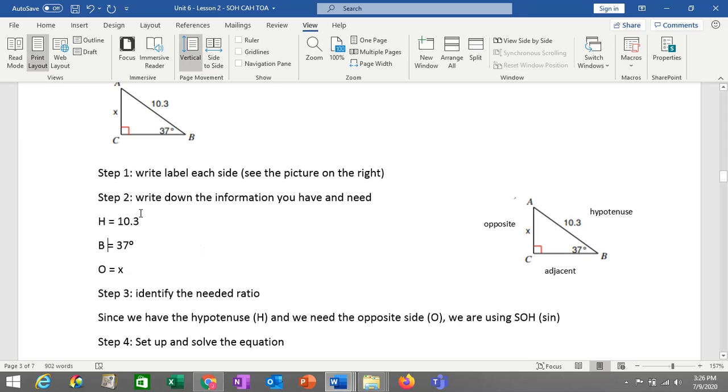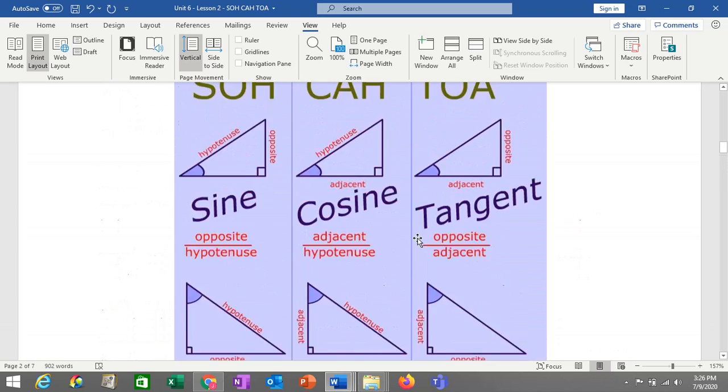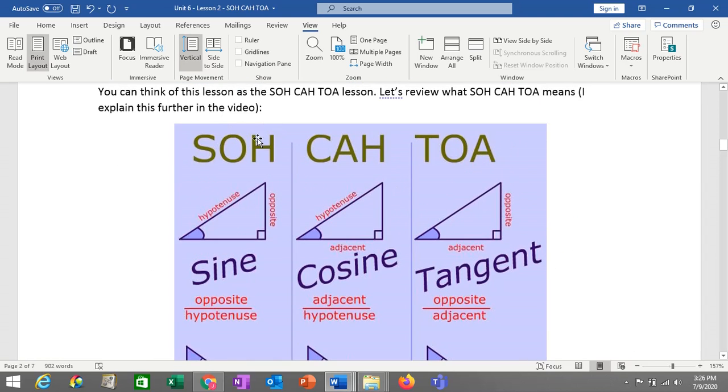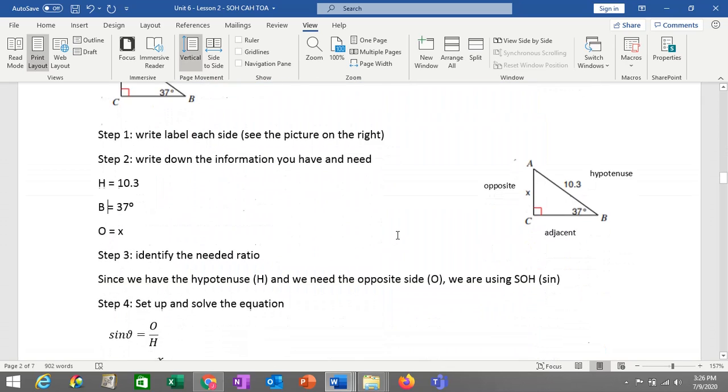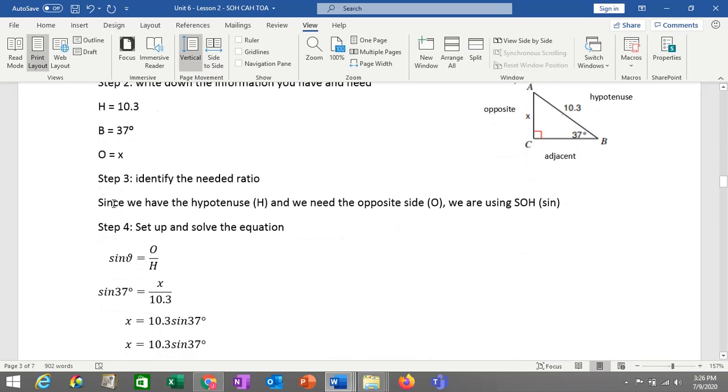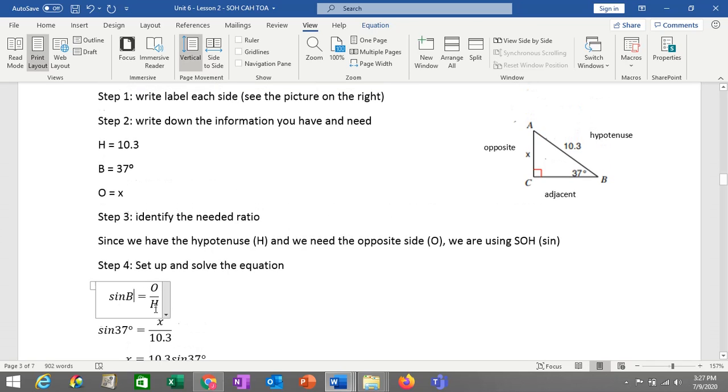So remember, what does opposite and hypotenuse go with? Opposite and hypotenuse goes with S, right? SOHCAHTOA. So we're going to be using our sine ratio. Since we have the hypotenuse and we need the opposite side, those are the sides that we're concerned with, and that goes with sine. So now we can set up our problem. Sine of B is equal to opposite over hypotenuse.